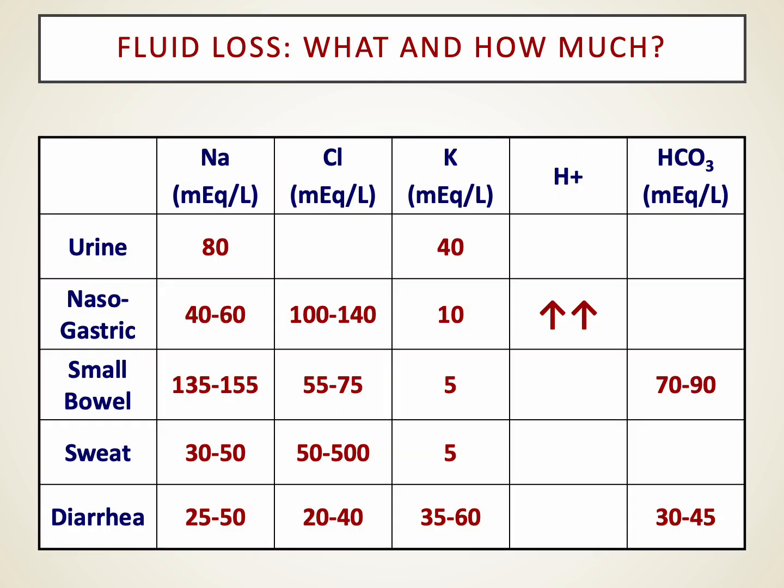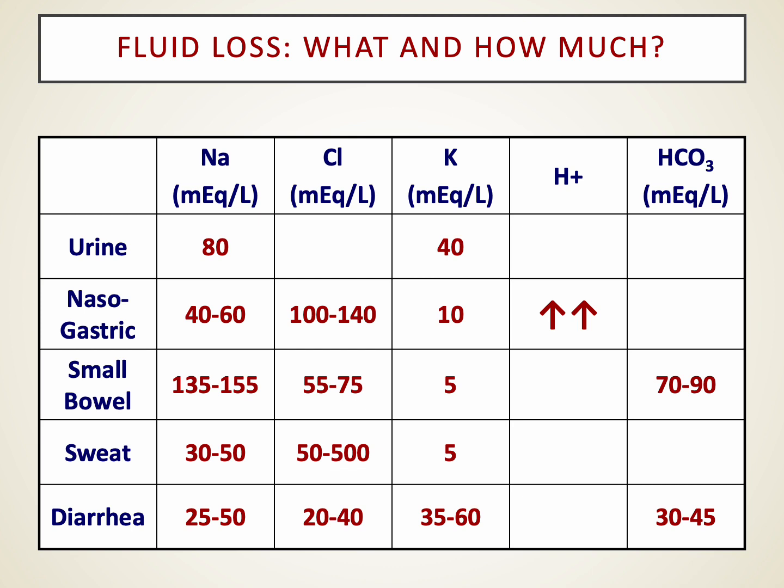So then let's look at what fluid losses are typically seen in a typical patient and how much we think of as we look at this. Typically, the kind of things we're looking at are whether or not there is a urine loss, a nasogastric suction, for example, small bowel, sweat, or diarrhea. And then we'll see which electrolytes we tend to lose or how the loss of those particular fluids affects things.